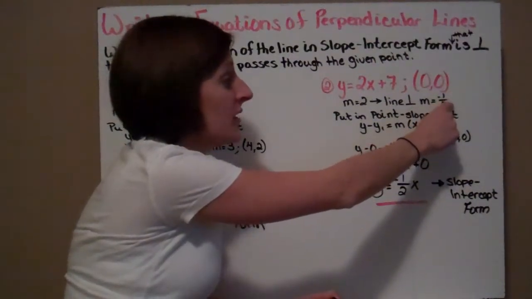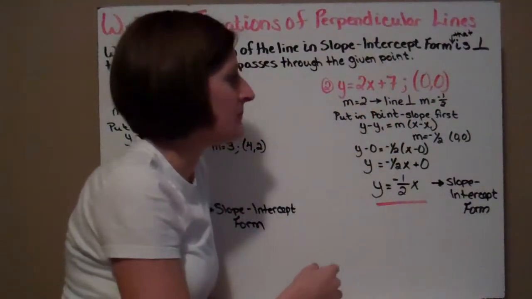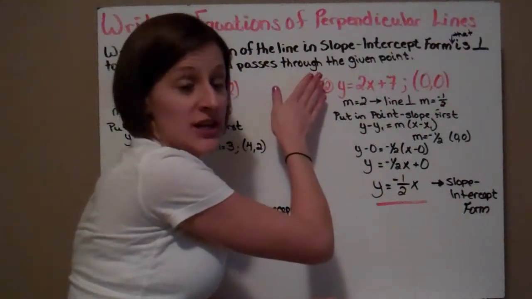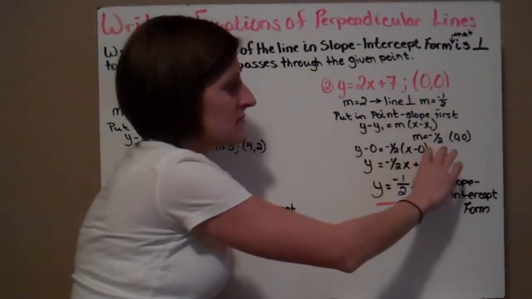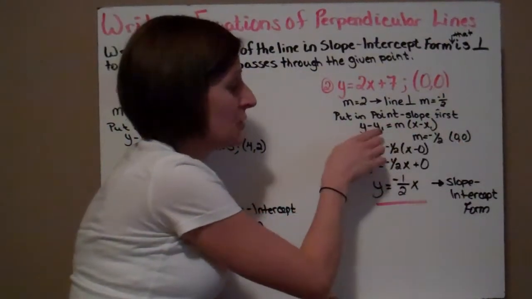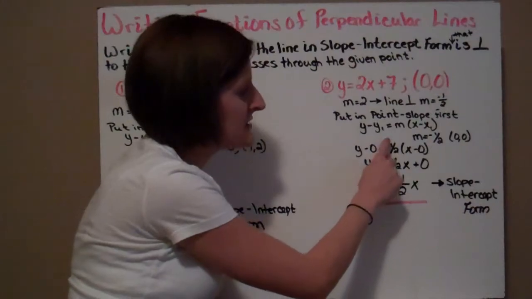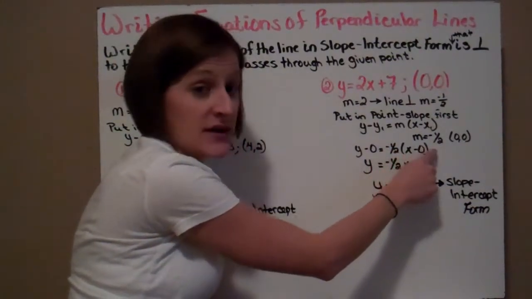And you know negative 1/2 times 2 is negative 1. So I'm taking this slope, not looking at that equation anymore, and that point right here, and I'm going to put it into point slope form. So I get y minus 0 equals negative 1/2 times x minus 0.